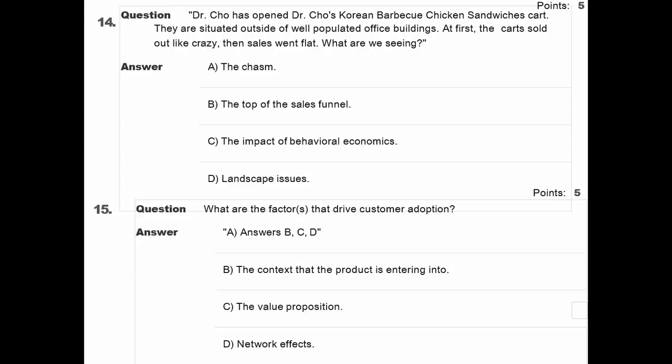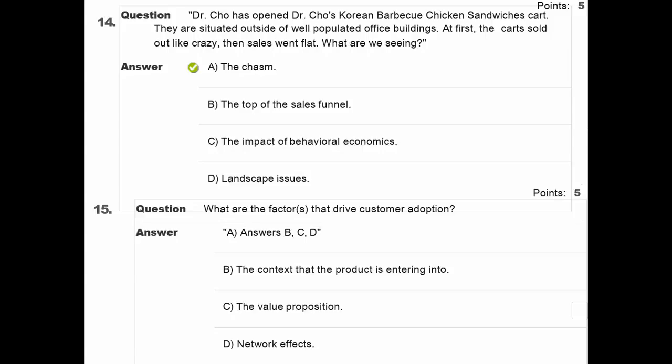Actually, you could put the two together and have them answer them all. But right away, we know it's the chasm. It's not the top of the sales funnel because we've already gotten sales. People are aware of it. We're in well-populated areas. It's not about behavioral economics. I should take that back. It might be. You don't know why people are buying or not buying it. And are there landscape issues? Possibly. But definitively that describes the chasm.